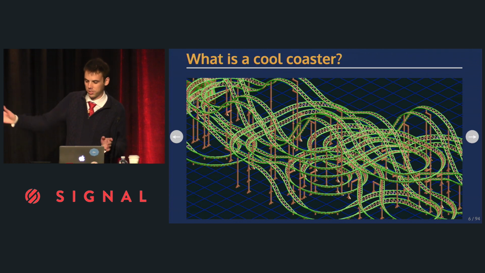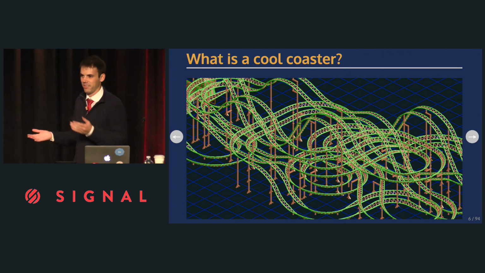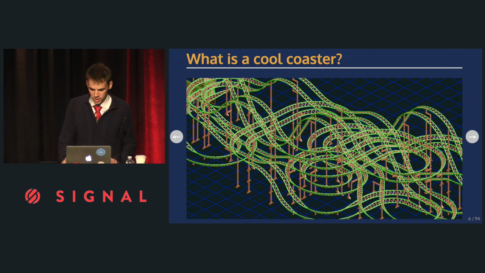But yeah, so what is a cool coaster, right? Like, we can look at this and it looks cool, right? But what does that even mean, right? Like, we have to tell the computer what cool means so it can sort of generate that, right? Or figure out whether it's making progress towards cool or not cool.